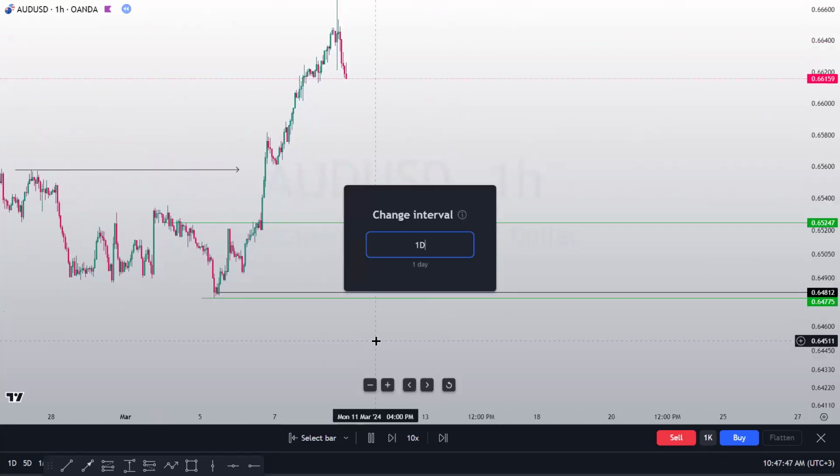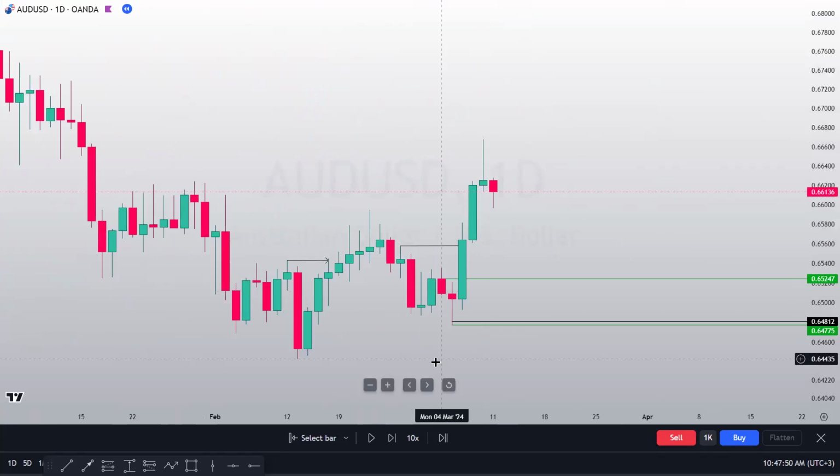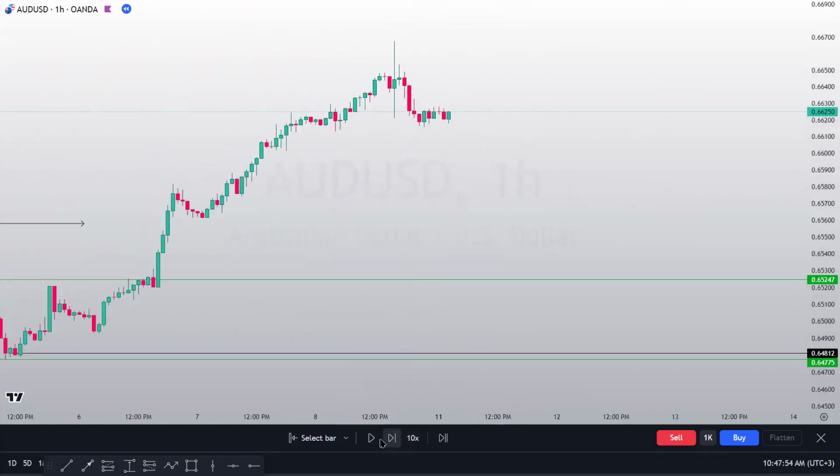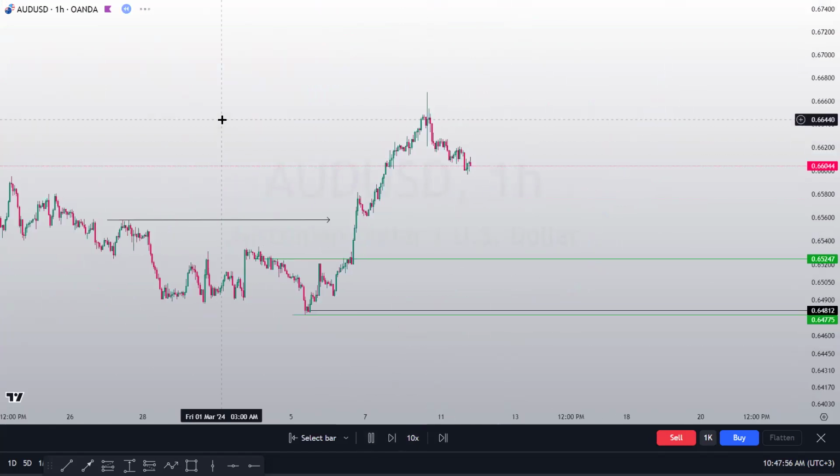Let me try to speed up this simulation. Clearly, maybe on the 1 hour, it's not too bad to observe how the price came.